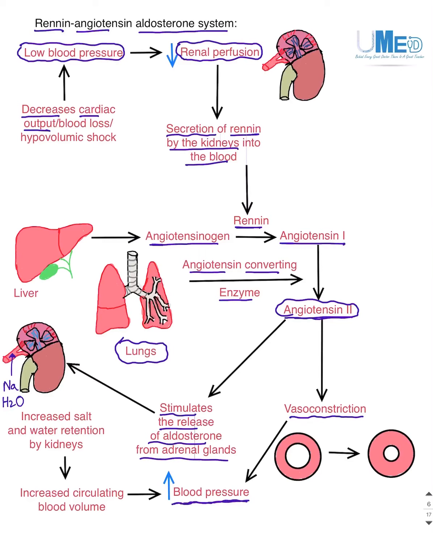Adrenal glands are found at the top of the kidneys, and the aldosterone travels in blood and stimulates the kidneys to increase the salt and water retention. So there is more retention of sodium, or there is more reabsorption of sodium and water, and this increases the circulating blood volume, again increasing the blood pressure. So the effect of the renin-angiotensin-aldosterone system is to increase the blood pressure and to increase the circulating blood volume.